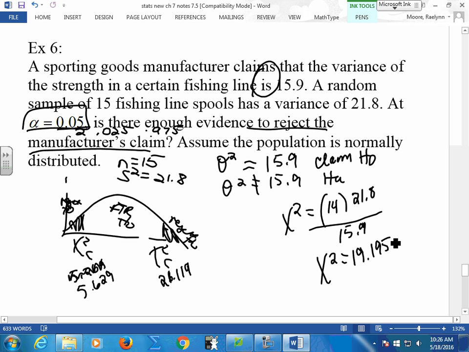And what's my decision? Fail to reject H0. Good. Well, smack in the middle, not in the middle, but over here somewhere. Fail to reject H0.